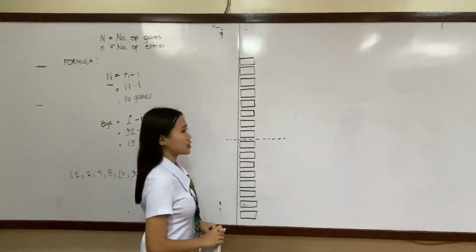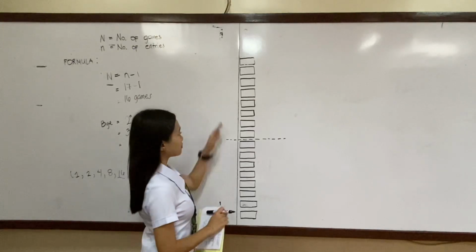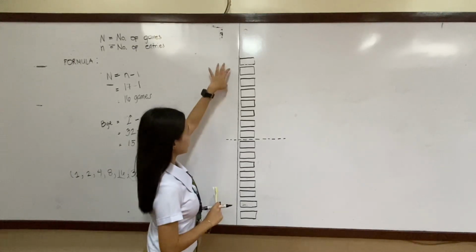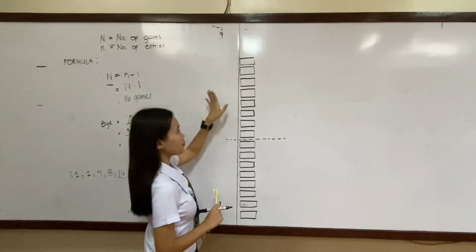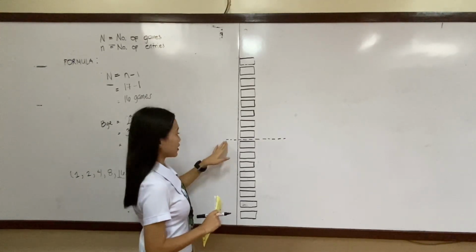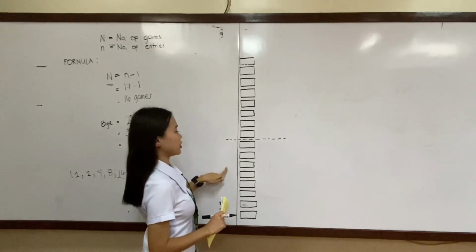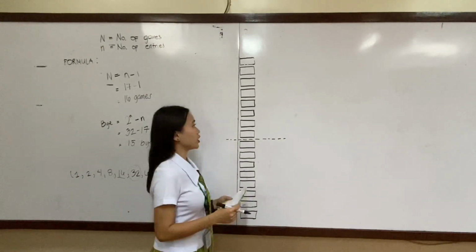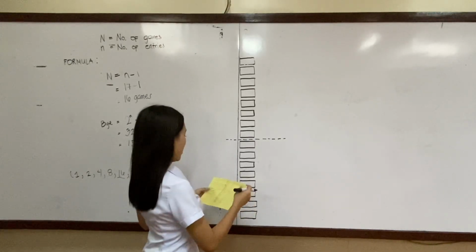So in order for us to know the upper and lower half, we should divide the boxes into 2. So we have 16 boxes. So this is the first group, which is the upper half, and this is the second group, the 8 boxes, which is the lower half. Since we know how to put the byes and we already know the pattern, we will put and arrange the byes.